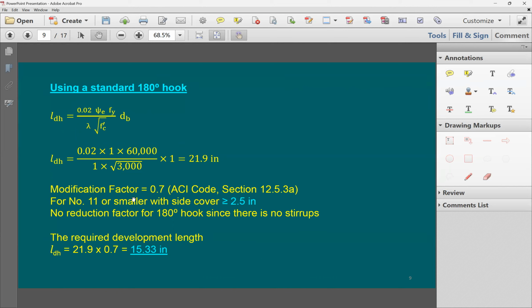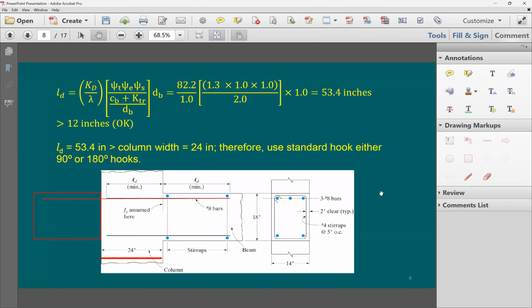The first one is going to be this modification factor of the ACI, 0.7, and it says when you have number 11 or smaller, and the side cover is more than or equal to 2.5 inches, which we have. Do we have this 2.5 inches? Let me look. Do I have 2.5 inches? Yes?